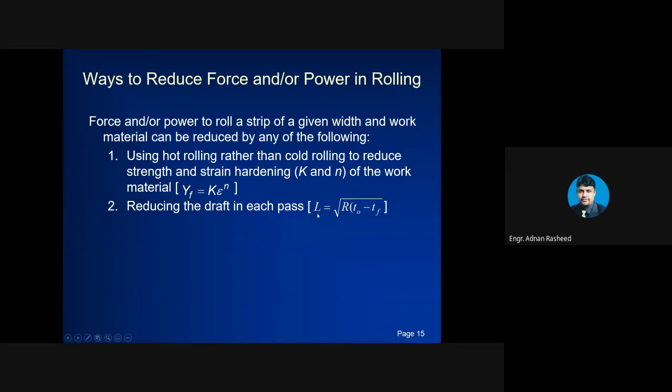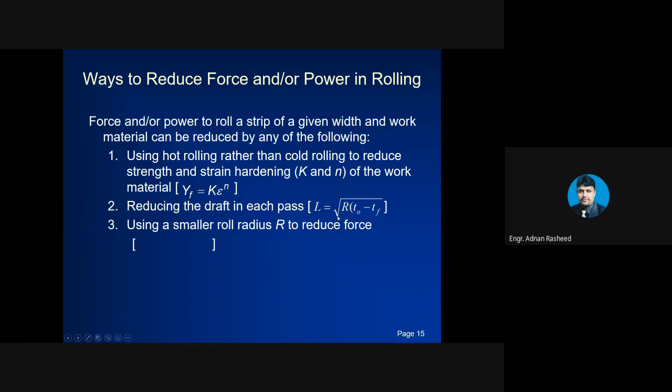stresses. And this contact length is defined as L is equal to the square root of R into T naught minus TF, where R is the roller radius, T naught is the original thickness, and TF is the final thickness of the plates. Number three, using a smaller roller radius to reduce the forces.